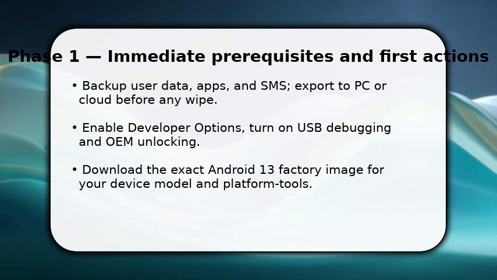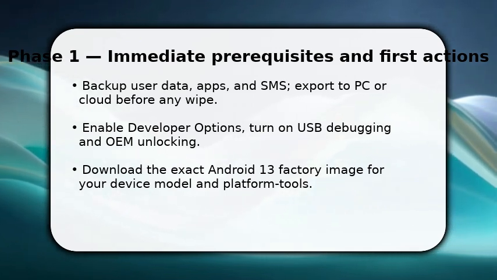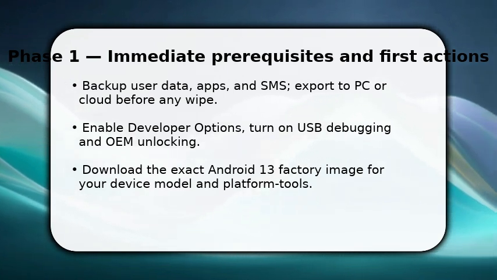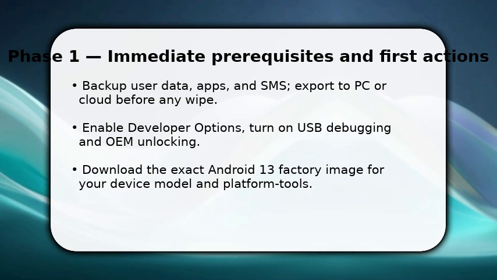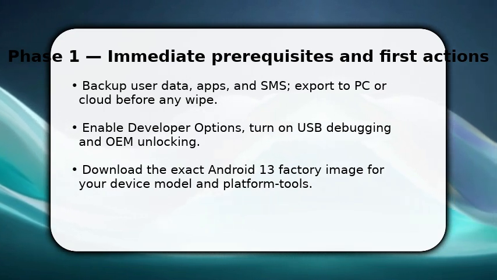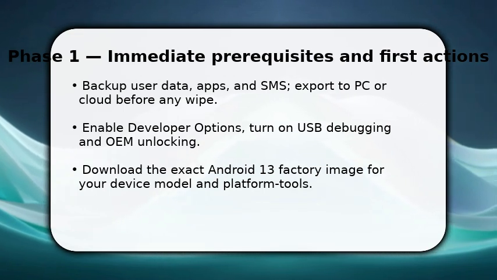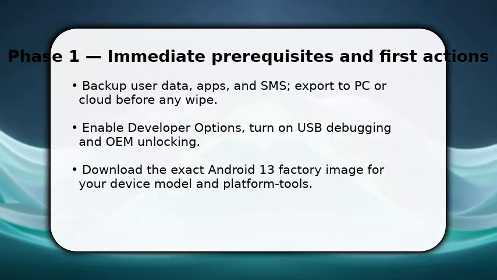Then, on your PC, download the official Android 13 factory image that matches your device SKU and the latest platform tools. This prevents mismatched firmware errors. Make sure your device battery is above 50% and you have a USB cable that supports data, not just charging.